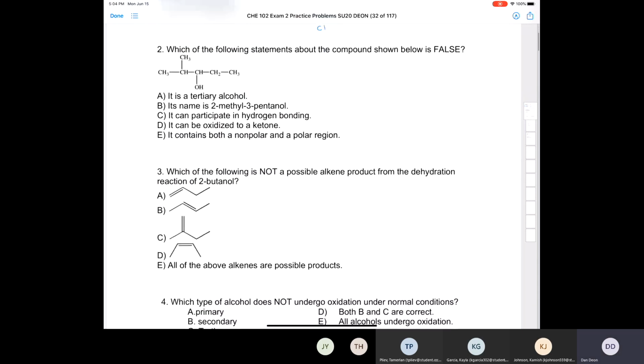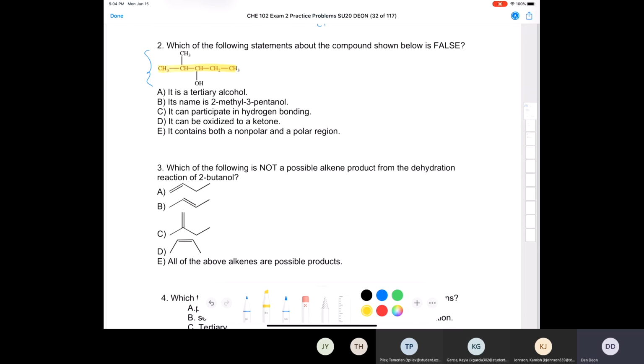All right, let's take a look at question number 2. Which of the following statements about the compound is false? So you see that we have this alcohol here. Here's the longest carbon chain. It's an alcohol. Anyhow, let's take a look at the first one. It says it is a tertiary alcohol. I would say this is not a tertiary alcohol because the carbon bearing the hydroxyl is attached to 2 carbons, so it can't be that. The next one, it says its name is 2-methyl-3-pentanol.